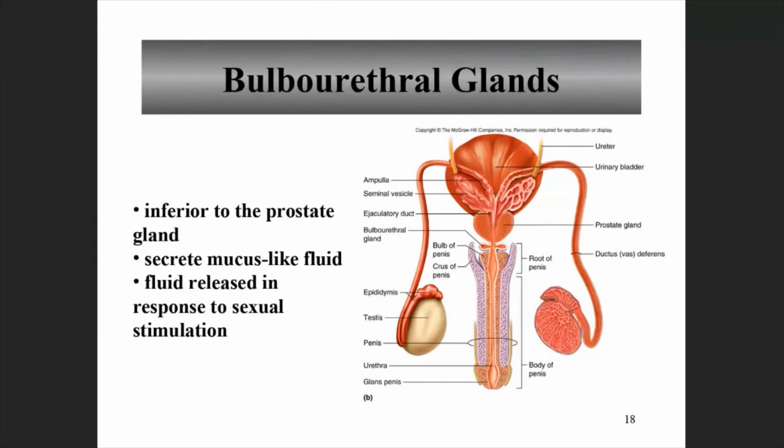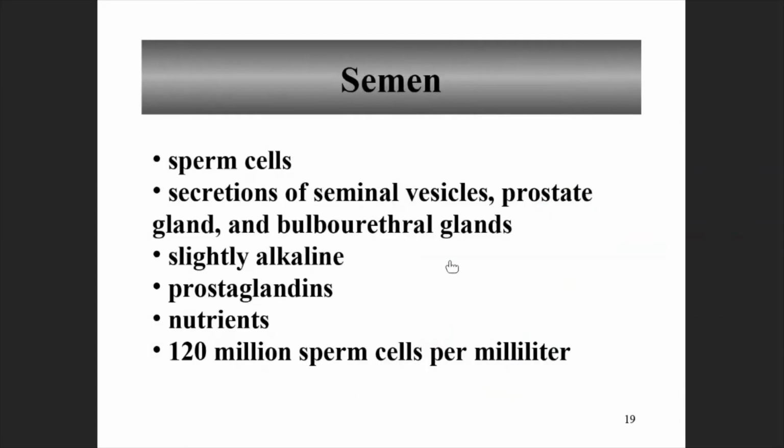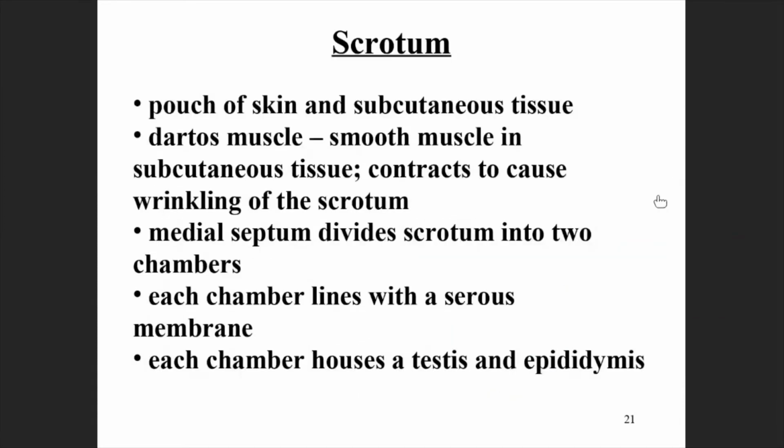All right. Okay, so in addition to the seminal vesicle, you see here, the bulbourethral gland secretes a mucus-like fluid for lubrication, if you will, when it's aroused. Semen secretion.